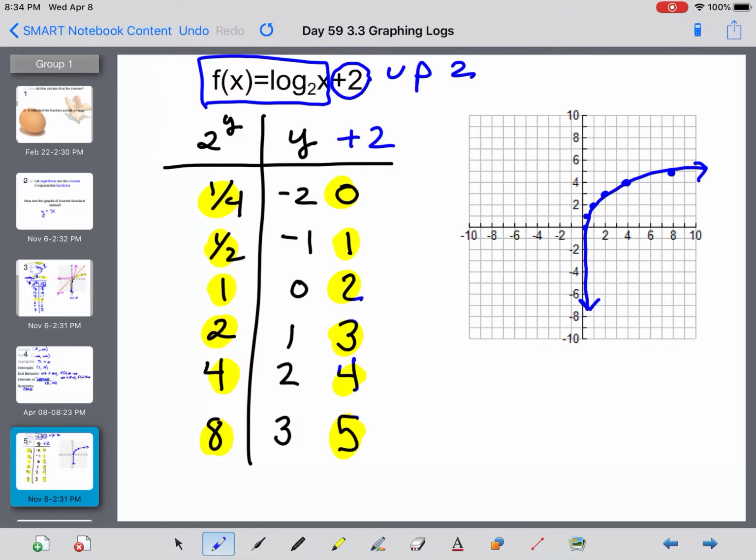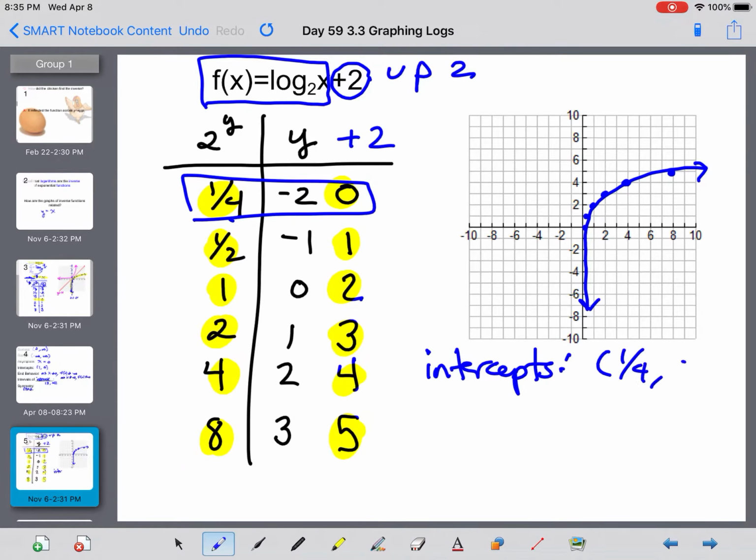Now, what's changed from the original, we'll call log base 2 of x, the original parent function or base function here? Domain and range haven't changed. Looks like maybe the only thing that's changed here have been the intercepts. So this one now has an intercept here. I can see it in my table, so maybe we'll just make note. We have an intercept at 1/4, 0.